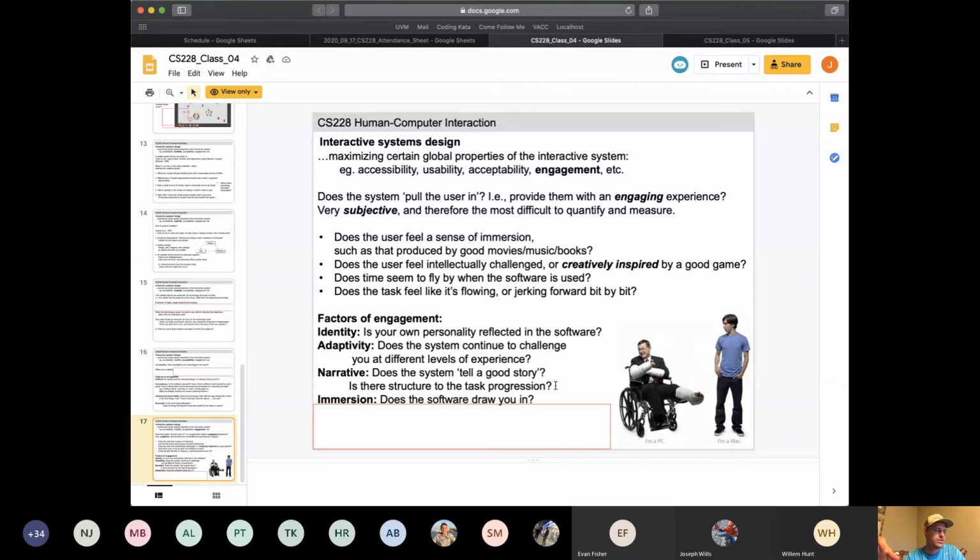So flow is a feeling of gradual rather than jarring change. We kind of talked about that here. Is it flowing or is it jerking? There's a psychologist whose name I cannot pronounce, it's really long too. But he has a book called Flow, and he says flow occurs between boredom and anxiety, and it pushes the user beyond their comfort zone.